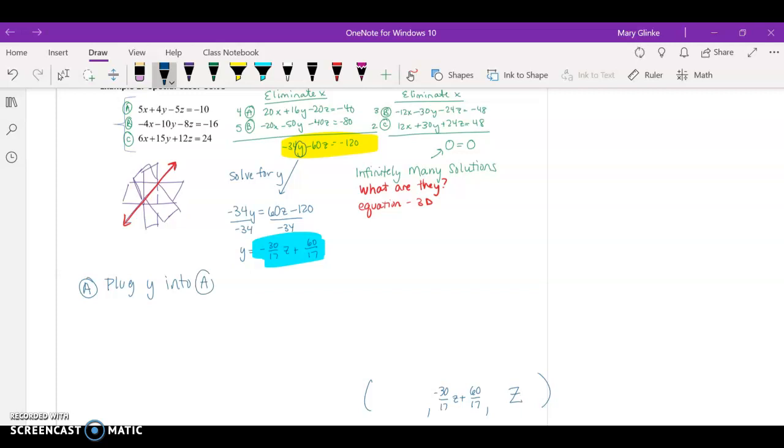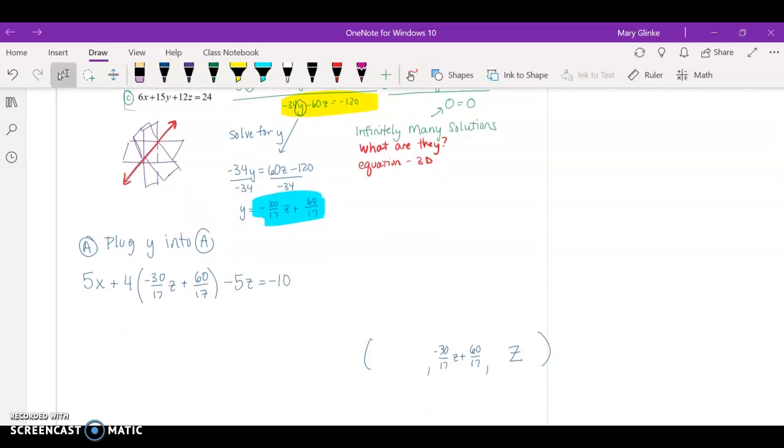Okay? So it's going to be 5x plus 4 times this value I got for y, which is negative 30 over 17z plus 60 over 17, minus 5z equals negative 10. And so now I still have two variables. So I'm going to solve for one of those variables and get it by itself. The one I need to solve for is the x variable because I'm still missing that in my coordinate points. If I can get x in terms of z, then I'll have a consistent answer here.